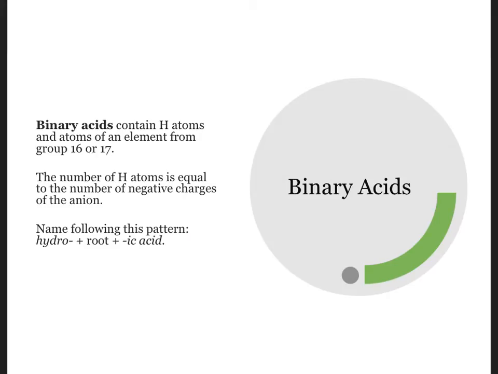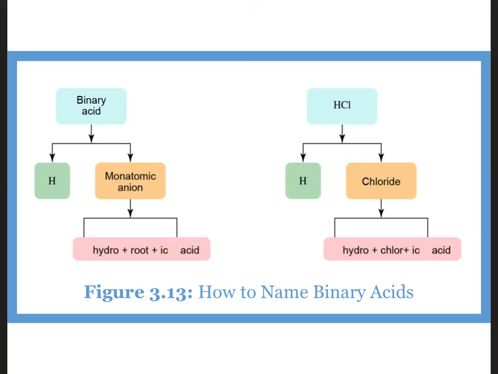Binary acids contain ionizable protons and an anion from group 16 or 17. To name them, add the prefix hydro to the root name of the group 16-17 element, then add the suffix ic and the word acid to the end. Let's look at an example. H plus chloride, HCl, becomes hydrochloric acid.